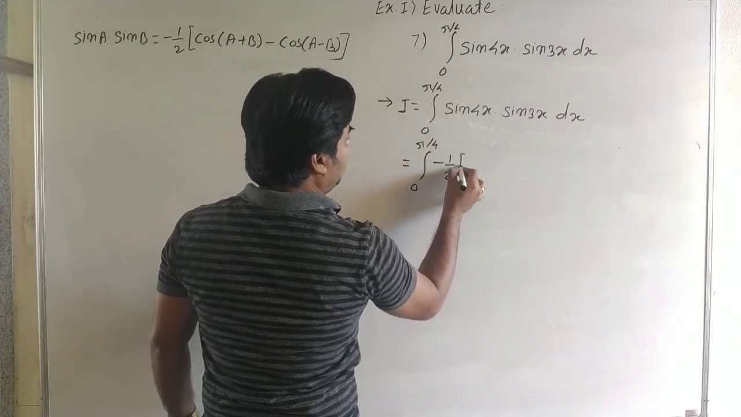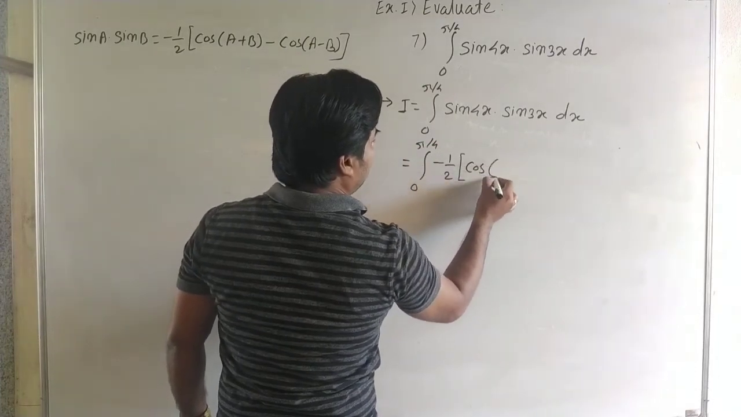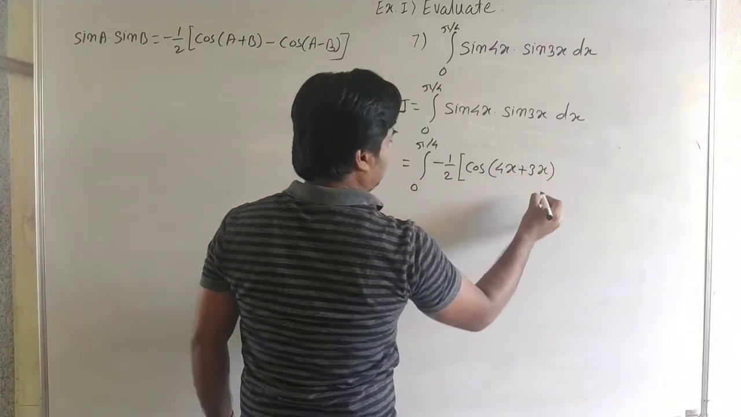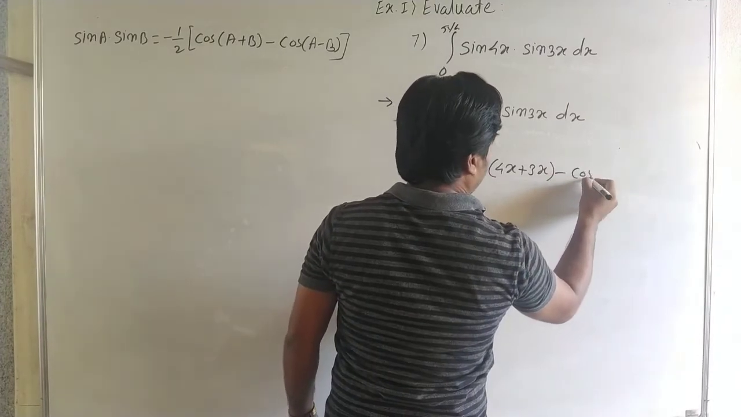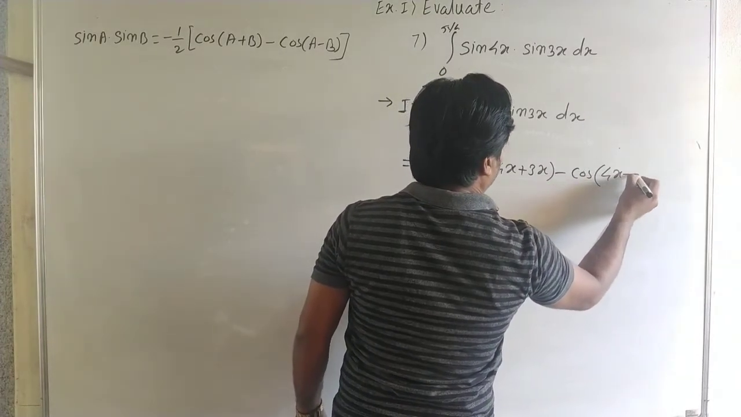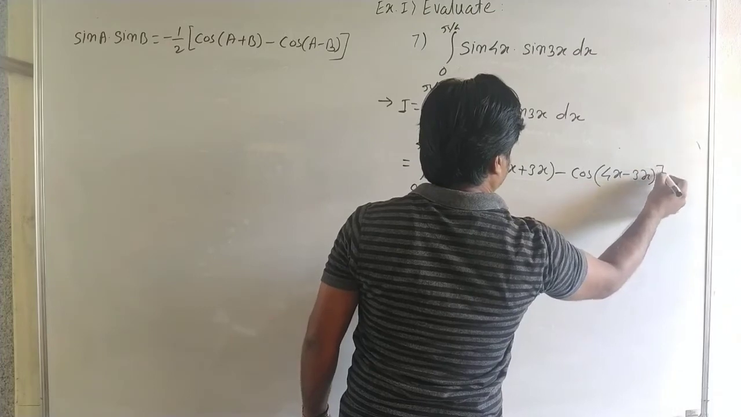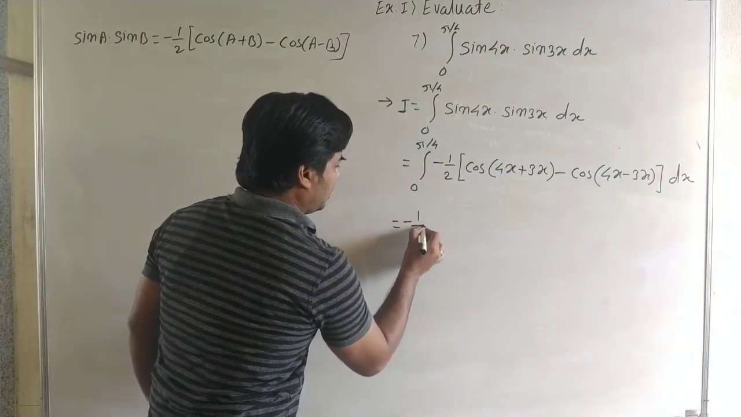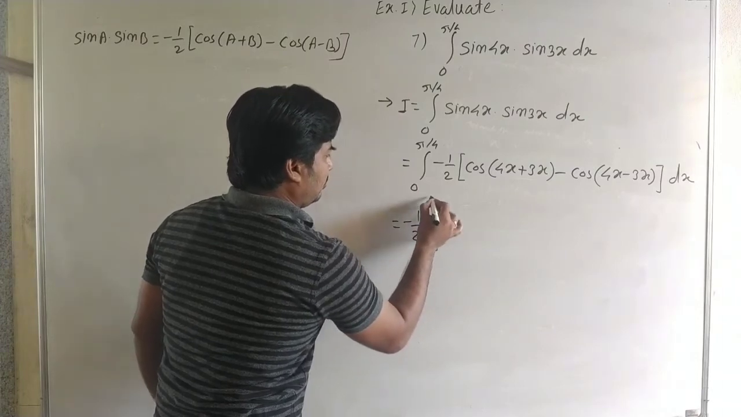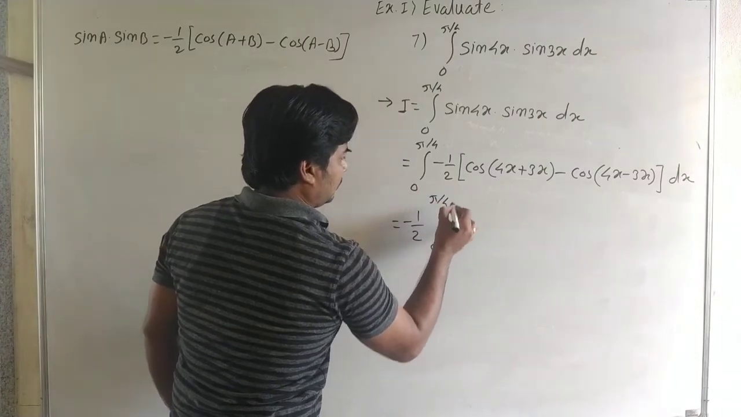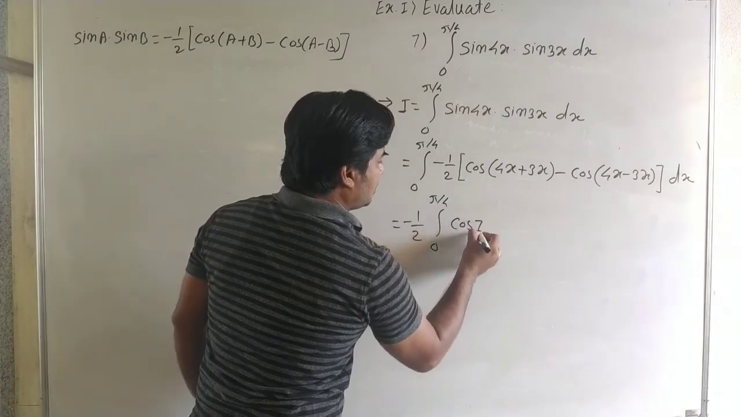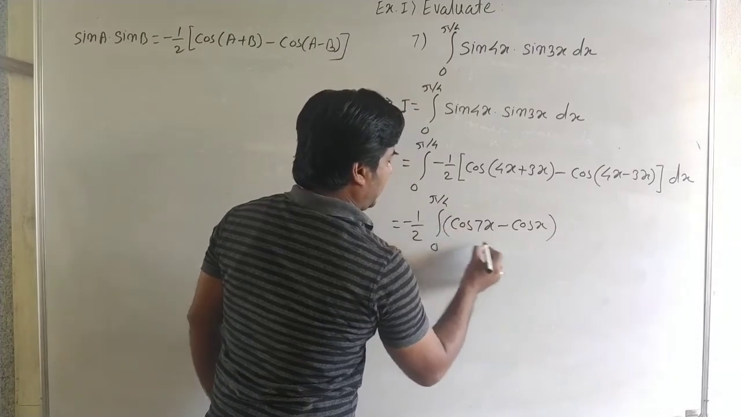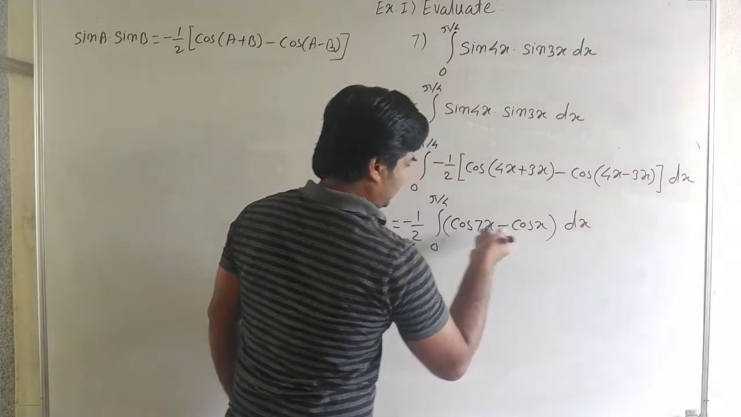minus 1 by 2 into cos(4x plus 3x) minus cos(4x minus 3x) dx. Now this 1 by 2 we can take outside the integral 0 to pi by 4, then it is cos 7x minus cos x, and now we integrate these two terms.